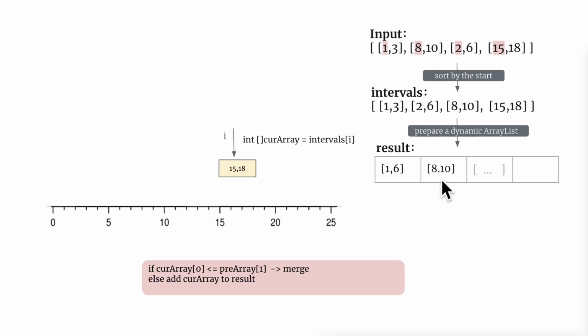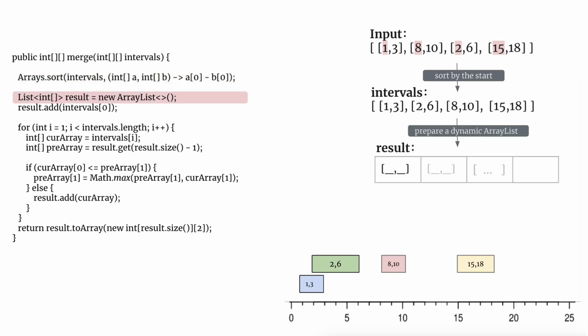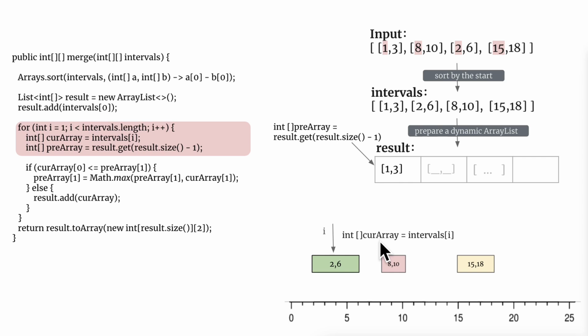Alright, let's dive into code. First, we're going to take our input list of intervals sorted by start value. We prepare an array list. We first add 1, 3 into the array list. We define the current interval as the array that pointer i is pointing to. We define the previous interval as the one we get from the array list.